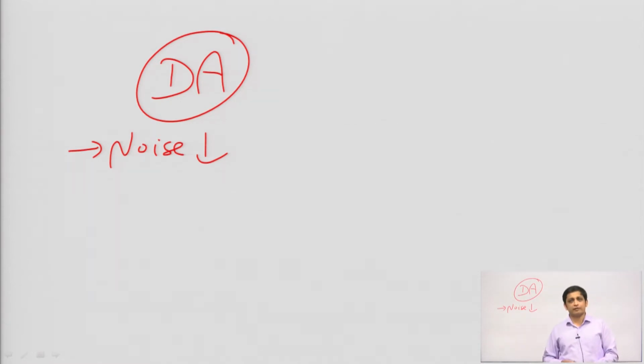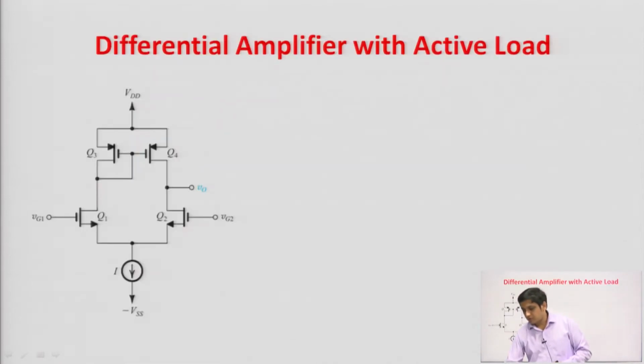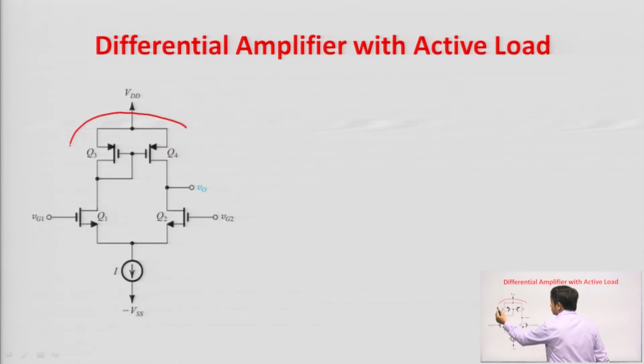In the last class we had designed the differential amplifier with resistors, but the issue with the resistor is that it occupies more area in integrated circuits. So, we want to replace that resistor. In differential amplifier with active load, we have replaced those resistors with transistors. There is a passive load, that is the resistive load. Here the load is the transistor, and this load is a current mirror, that is Q3 and Q4.